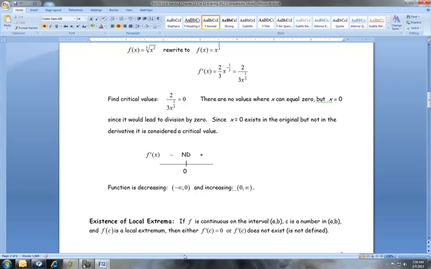Now the existence of local extrema, that's your max min values: if f is continuous on the interval from A to B and C is a number in that interval, and f of c is a local extremum, then either the derivative is equal to 0 or the derivative does not exist. So in this prior problem, that's an example of where my derivative does not exist, but I actually do in fact have a minimum. The prior one, the one that was x to the 5th, my derivatives were 0, and I had a lot of max and mins up there.